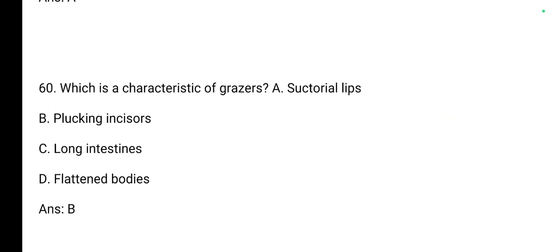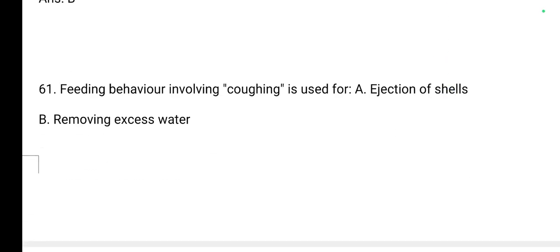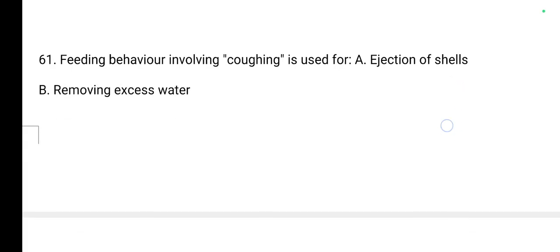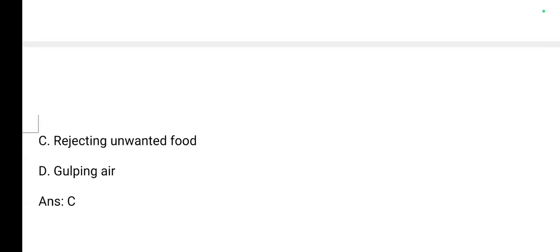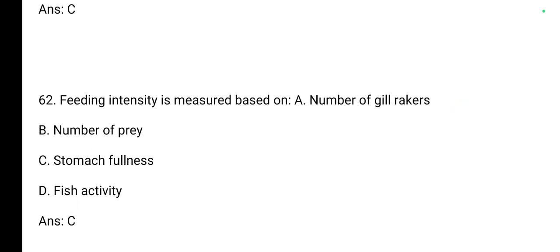Which is characteristic of grazers? So the answer will be plucking incisors. Feeding behavior involving cuffing is used for, so it is used for rejecting unwanted food. Feeding intensity is measured based on, so it is measured based on stomach fullness.